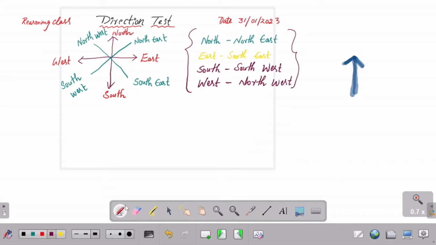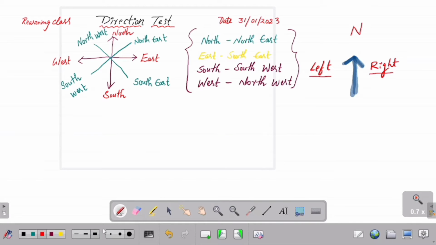Now what is east and what is west relative to this direction? I am facing towards the north. So now this is my which side? This is my right side, and this is my left side. The arrow is facing toward the north side, so this is your right side, and this is your left side. You're clear with this, right?